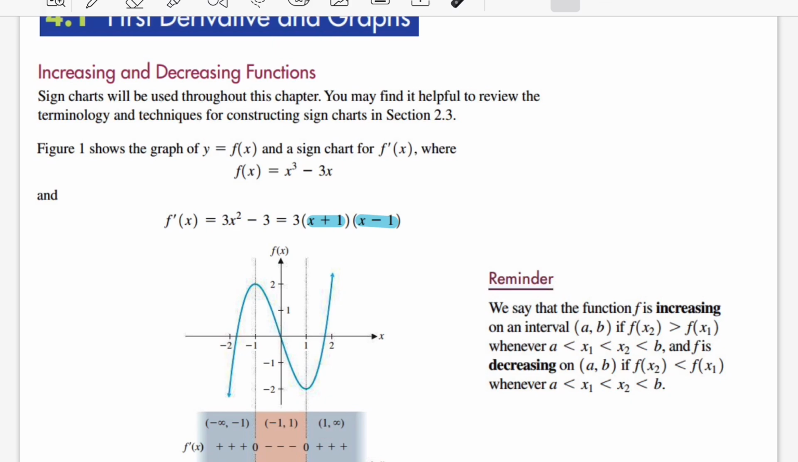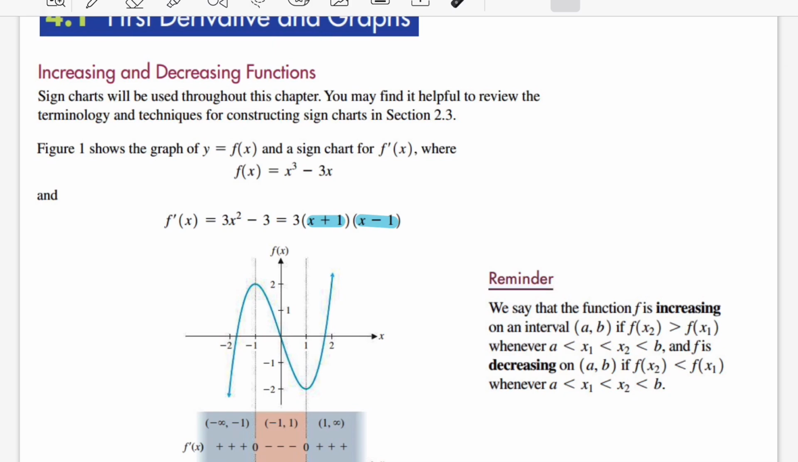So these are the intervals that we'll be looking at for our derivative here, and within each of these intervals, the sign of our derivative is not changing. And that's because of a theorem that we saw in section 2.3, which I'll bring back in a moment. But just a little reminder here of what it means for a function to be increasing or decreasing.